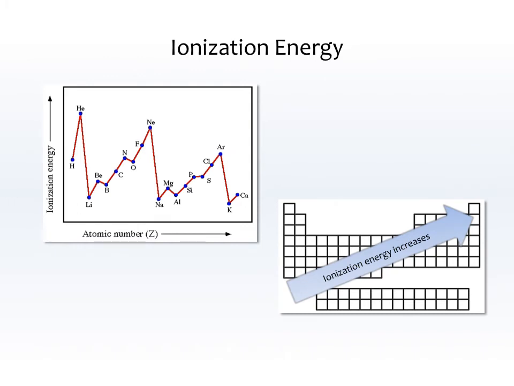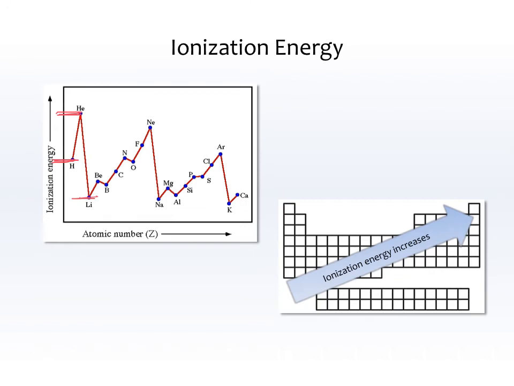This first graph shows how much energy is required to remove the first outermost electron from these particular elements. So let's say hydrogen requires this particular amount of energy to remove its one electron. Helium requires more energy than that. Lithium requires much, much less. We'll get to why in just a second.